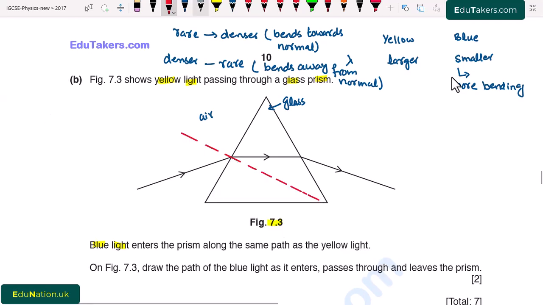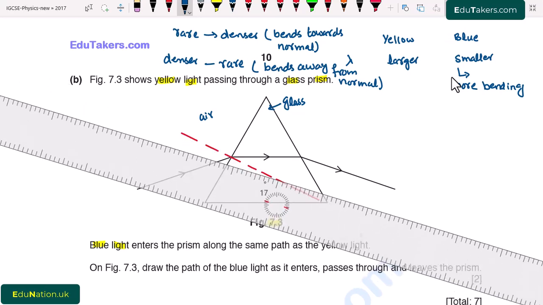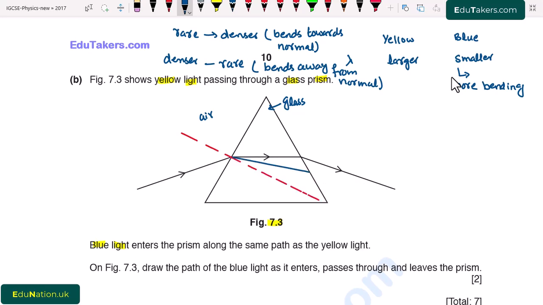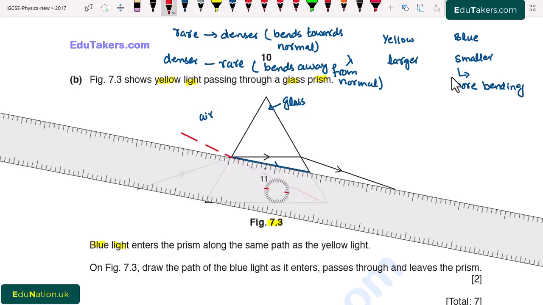The next thing is that we have to draw the path for the blue light. So when this blue light enters the prism, it will bend towards the normal line, and there will be more bending in the case of blue light. So I am going to draw its path. It will be like that. So this ray is inside the prism. We also have to trace the path of this ray outside the prism. Now again I draw the normal here at this point.